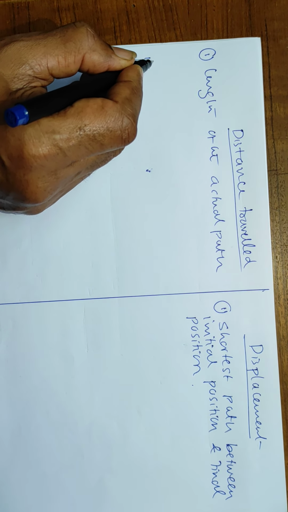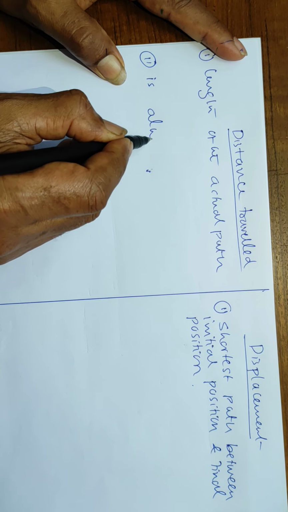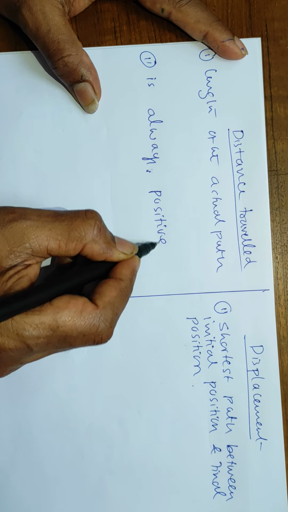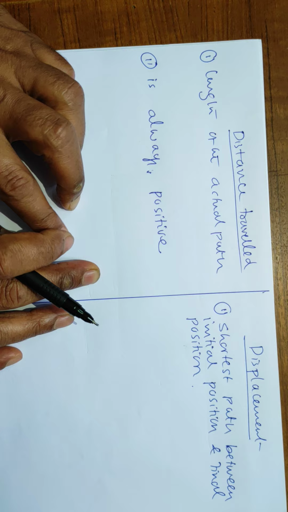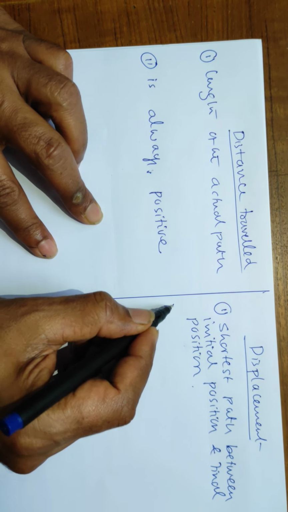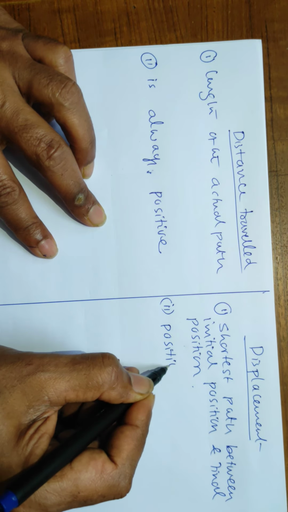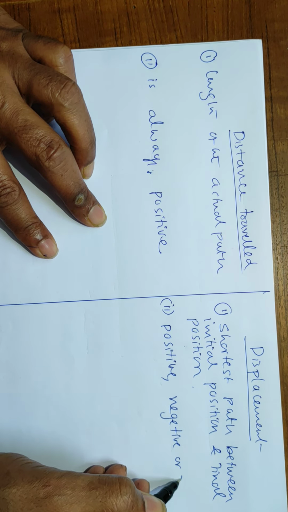Second point, distance is always positive. It cannot be negative or it cannot be zero. But displacement may be positive, negative, or zero.